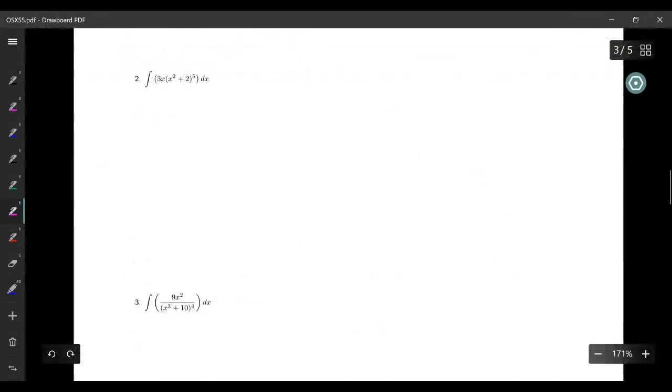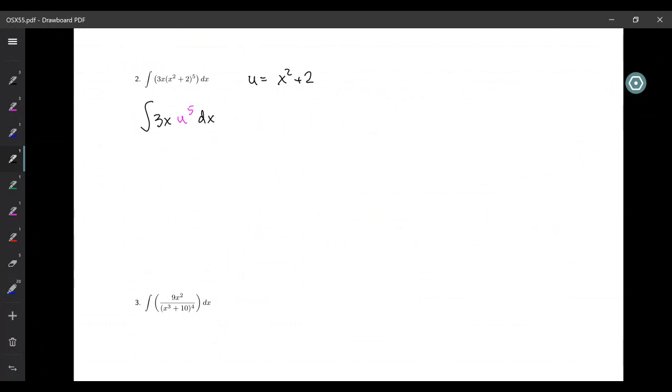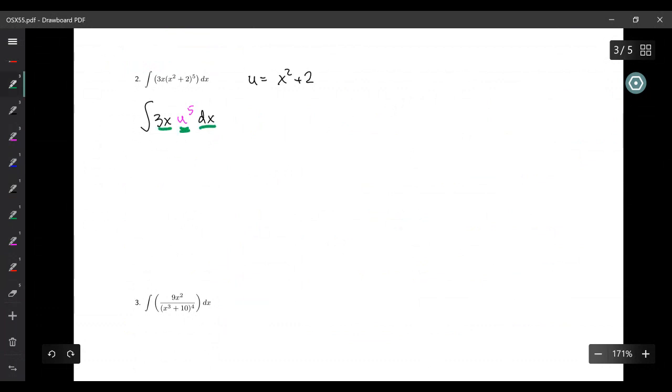All right, let's look at the next example. So this has two sets of parentheses, but the innermost thing is what I'm going to call u: x squared plus 2. That means that we have 3x u to the 5th, and then a dx. Notice that we have, again, a mix of variables. We have x's and u's here. Ultimately, what we want is just the u variables.